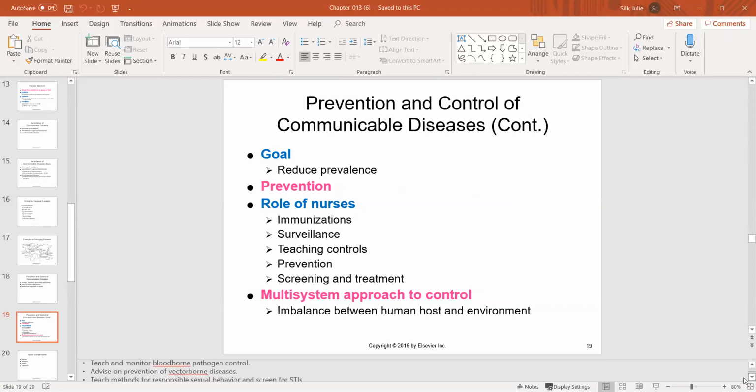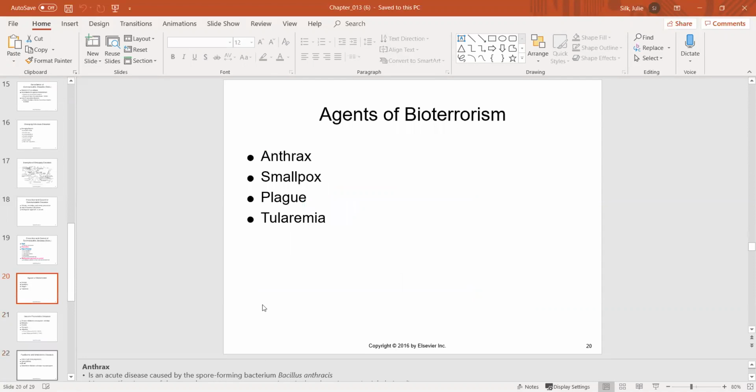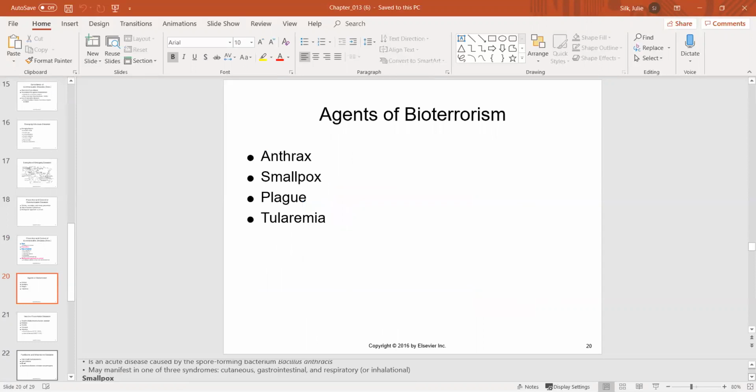So then this gets into a little bit about agents of bioterrorism. Remember I mentioned anthrax a few minutes ago. This is an acute disease caused by a spore-forming bacterium called Bacillus anthracis, I guess. This may manifest in one of three syndromes. So it can be skin, cutaneous, gastrointestinal, and respiratory or inhaled.